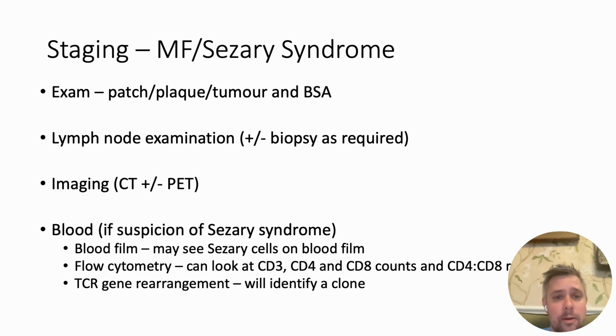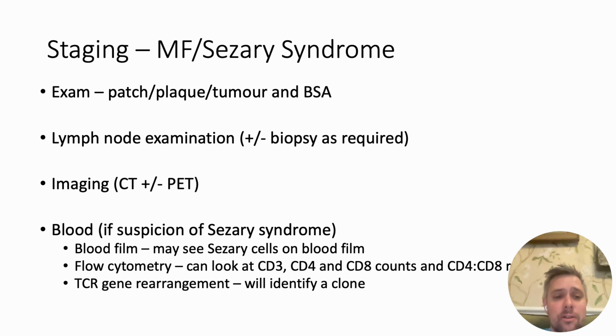So we have the diagnosis, and now we want to move on to staging. Staging is quite similar for mycosis fungoides and Sézary syndrome, whereas for different types of cutaneous lymphoma, it's different. So you want to do an exam, and you want to work out, is it a patch, is it a plaque, is it tumorous, and then you want to work out the body surface area. You want to do a lymph node examination, and if there's anything to palpate, you want to do a biopsy. You might also want to do imaging in certain cases if it might look advanced, and you can consider a CT and or a PET scan.